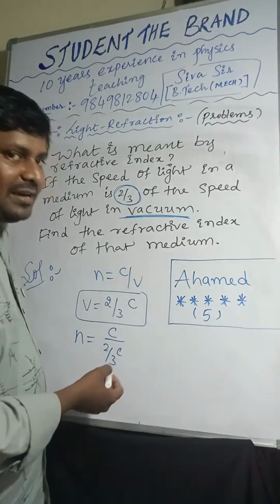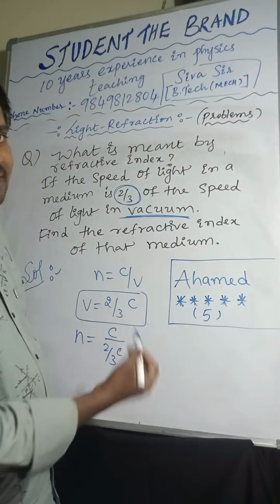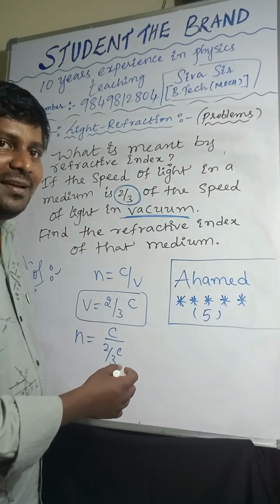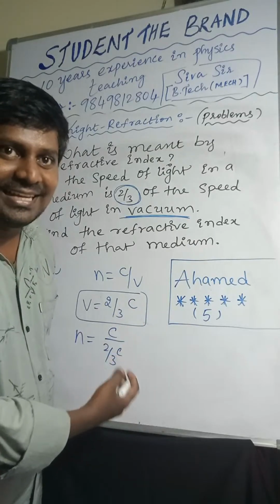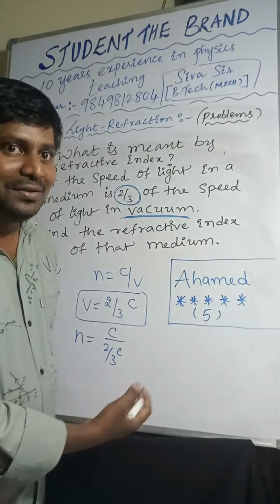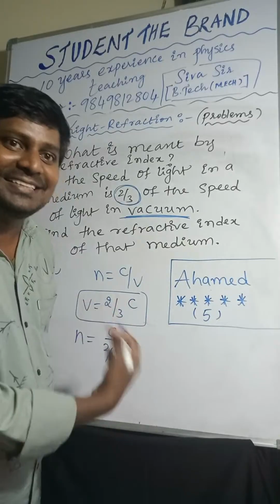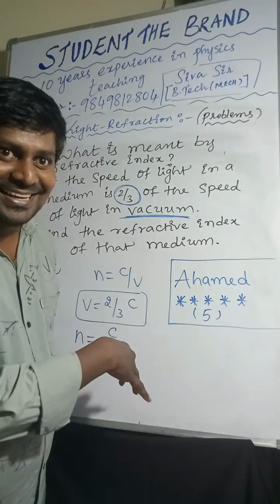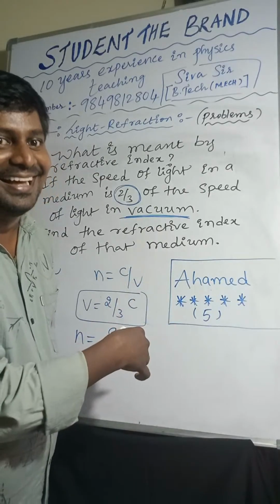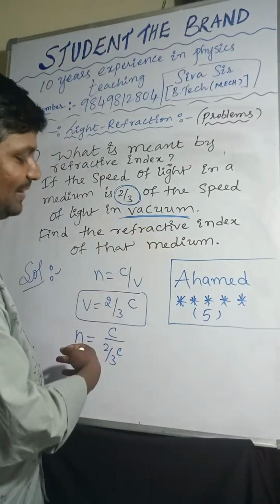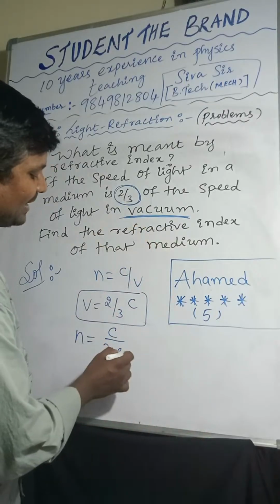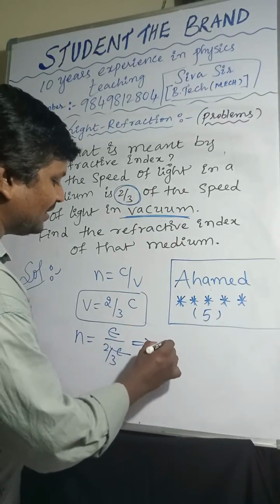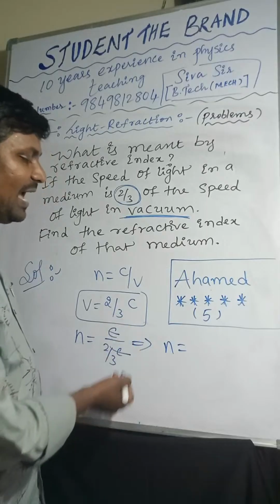So you see here the c is there. If you cancel the c, will you still see c? You can't see the c because we cancel it. So we are cancelling the c, and then we get the answer.